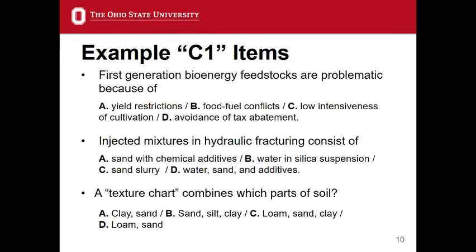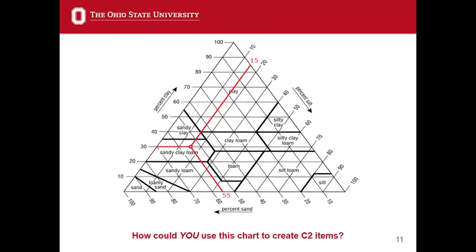Here's an example C1 item. These are taken from ag several years ago and were used in training. A question asking about first generation bioenergy feedstocks being problematic because of injected mixtures in hydraulic fracturing consist of, and a texture chart combines which parts of soil. And that leads me to a possibility on the next page of using a graphic like this, which is standard for soil, and asking some higher order questions on that.